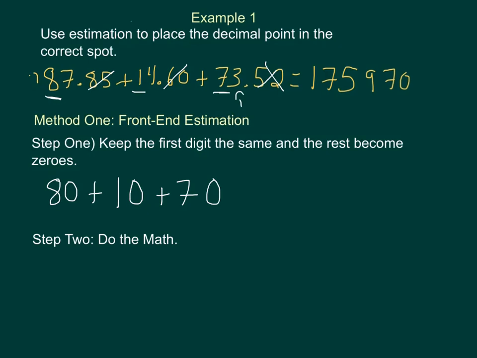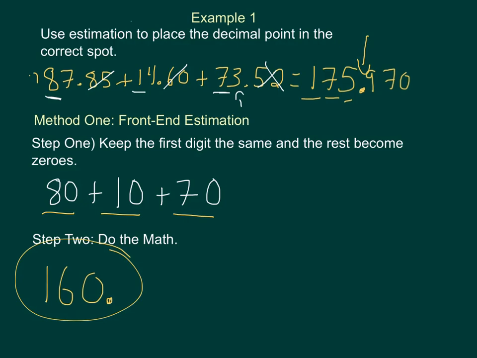So when we look at what we've got here, we've got 80 plus 10 is 90 plus 70 becomes 160. And the decimal always falls at the end of our number. So we know that the answer, the decimal, is after the third digit. So when we look up here, we've got 1, 2, 3, and the decimal would fall right there. So our answer in reality would be 175 decimal 970. So we've estimated it accurately here. Let's look at the next method.